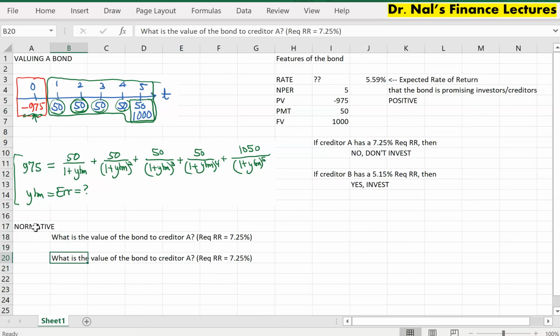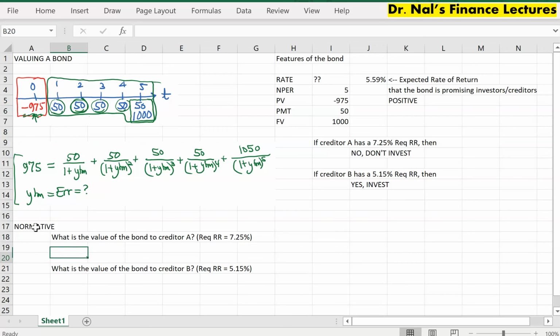Copy, paste. So creditor B here, the required rate of return is 5.15%, right? Again, the same question: what is the value of the bond for creditor B? How do we answer these types of questions? It turns out that the answer is using the same tools that we used. So let me put that one over there.